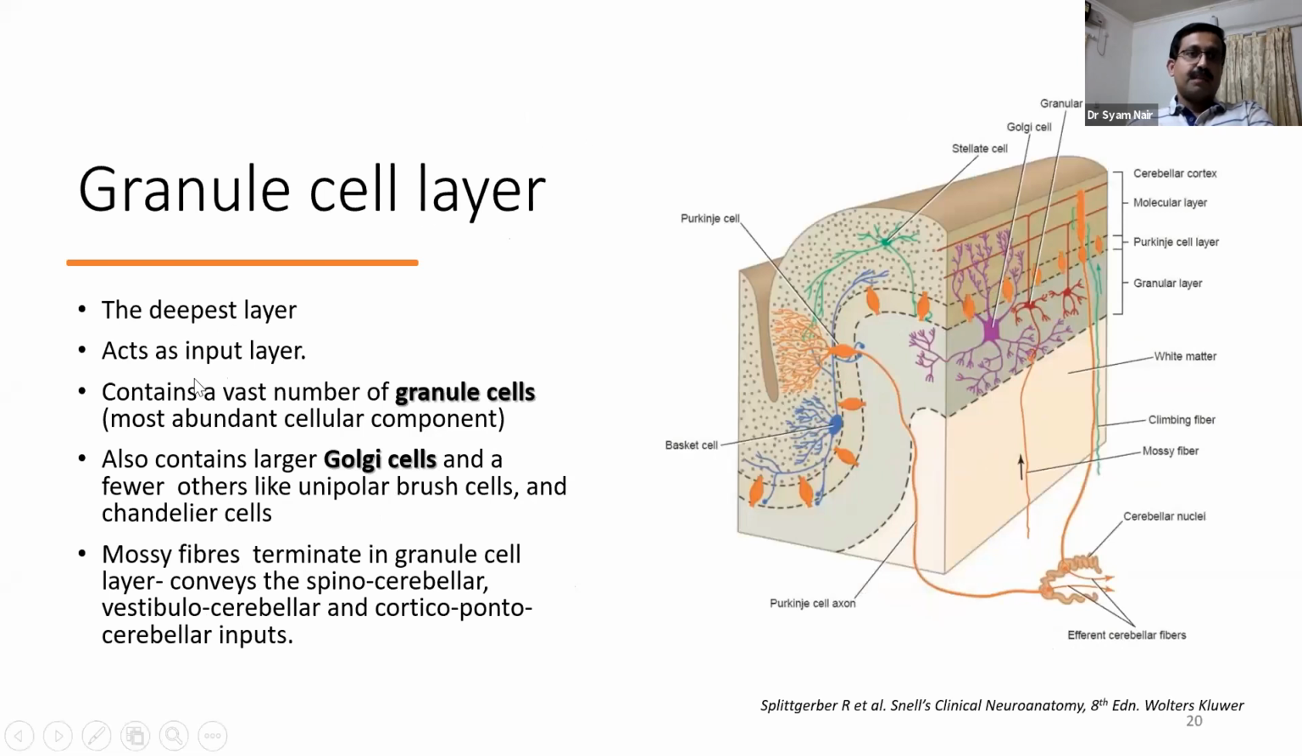So the granule cell layer is the deepest layer. It acts as the input layer. It contains a vast number of granule cells, which is the most abundant cellular component of the granule cell layer. It also contains inhibitory interneurons called Golgi cells and a few others like unipolar brush cells and Chandelier cells. The mossy fibers, which form the input from the cortical areas as well as the spinal sensory input to the cerebellum, terminate in the granule cell layer and convey spinocerebellar, vestibulocerebellar as well as corticopontocerebellar input into the granule cell layer.